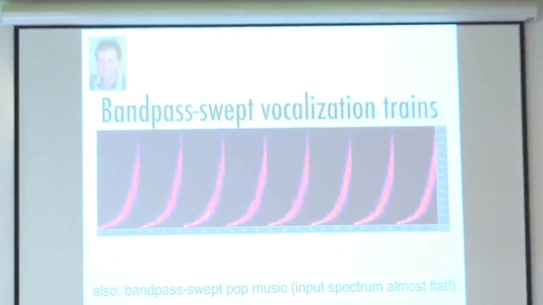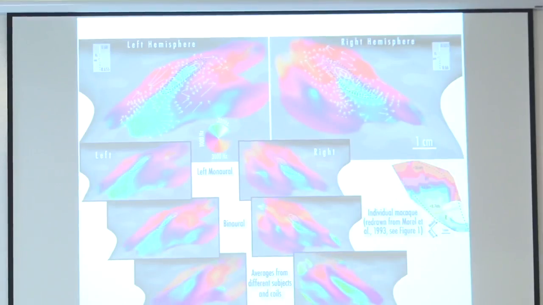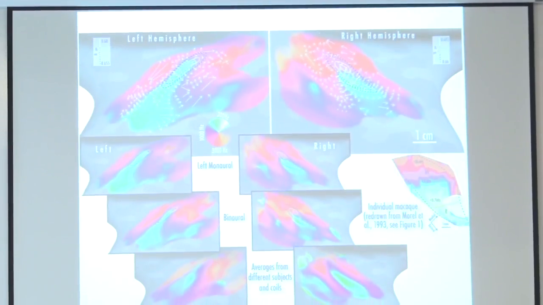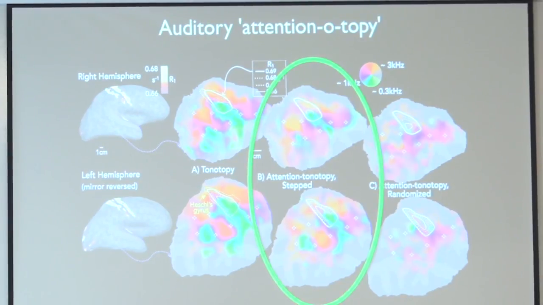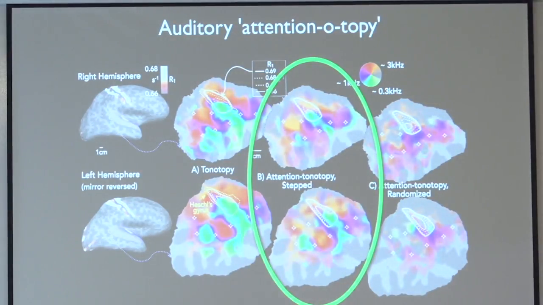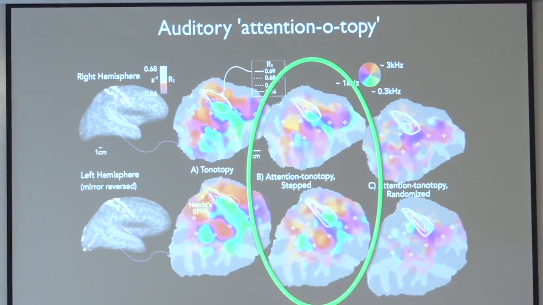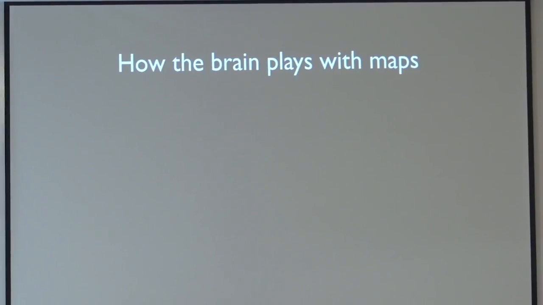We've gone on to do auditory attentionotopy. So this is regular tonotopy, but what you can do is, if you look in the middle there, you can actually have a spectrally constant stimulus, but have people attend to different parts of the spectrum, and you see the same maps that you see with actual tonotopy. So it's very similar to the visual system that way.